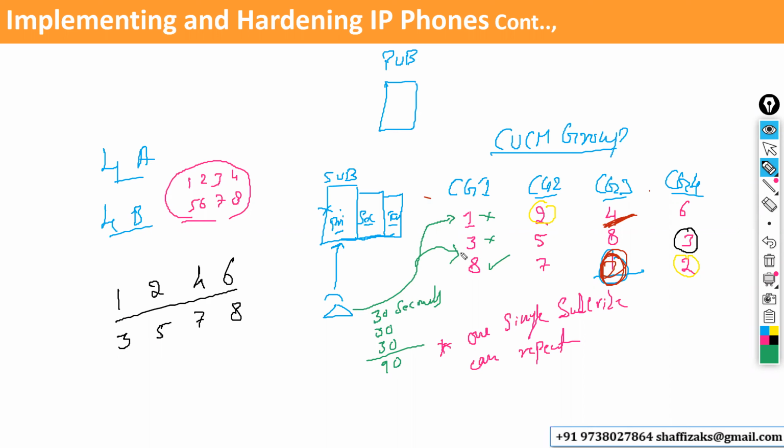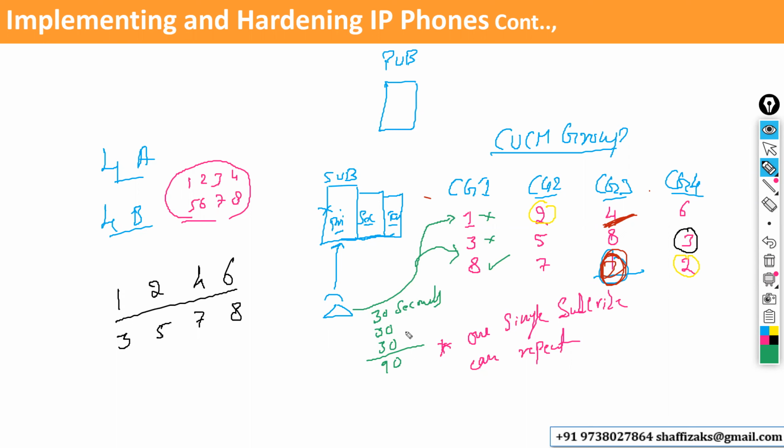In an interview they'll ask, okay, how does it register with the secondary? This is how you can explain. After some time the primary server is up now. Now what happens? Will the phone stick with the secondary only, or does it come back to the primary? It comes to the primary. It always registers with the primary. Now the question is how the IP phone comes to know that the primary is up.